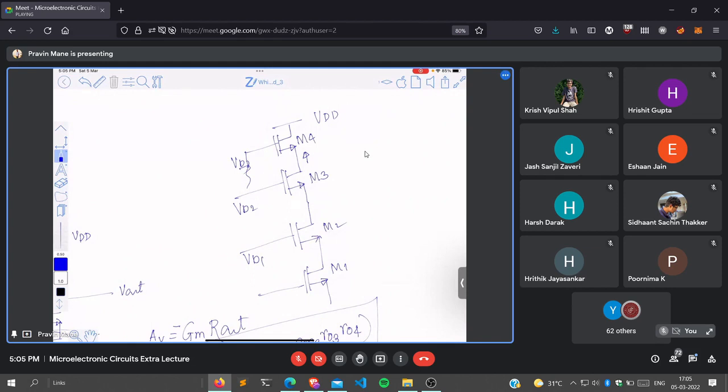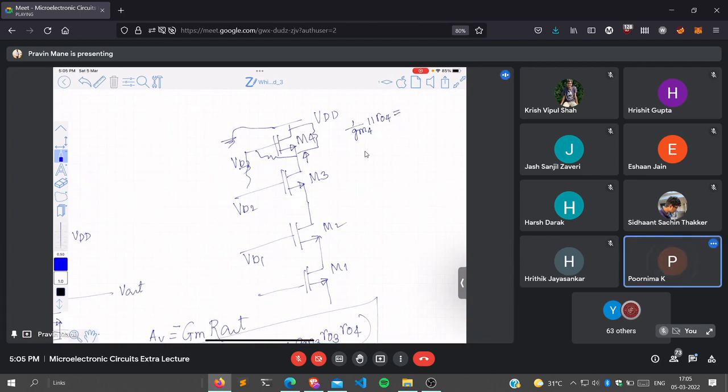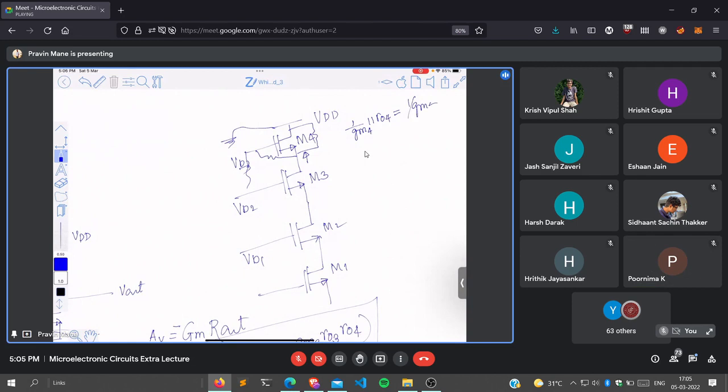What is the impedance? This is connected to ground, right? In calculation of impedance, what is the impedance between these two? 1 by GM4. What is the impedance here? RO4. 1 by GM4 parallel RO4. So approximately how can it be written? 1 by GM4. Okay, so I will replace this by 1 by GM4. I am using approximation. This is 1 by GM4. Now you are looking from this terminal. Can you tell me what is the impedance?